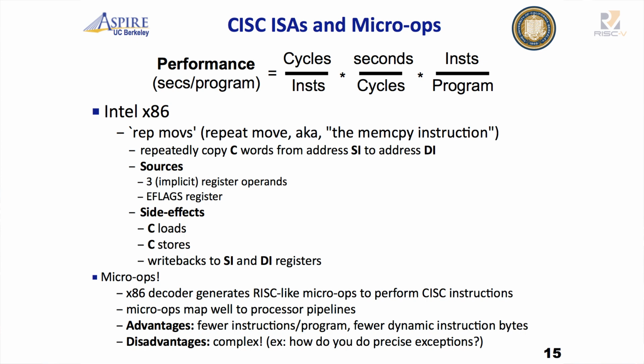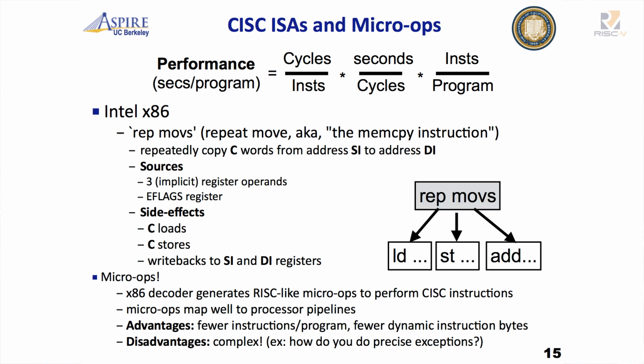This is the memcopy instruction, so it's going to repeatedly move up to some C words from one address to another. It's going to perform a lot of side effects. Imagine what happens when you have an exception here. It turns out your instruction may only partially execute. This is a pretty complicated way, but this is how you do it. And you're trading off: you're having a lower instructions per program, and you're paying for more cycles to execute that instruction. So that's one way we can be misled by the instruction count.